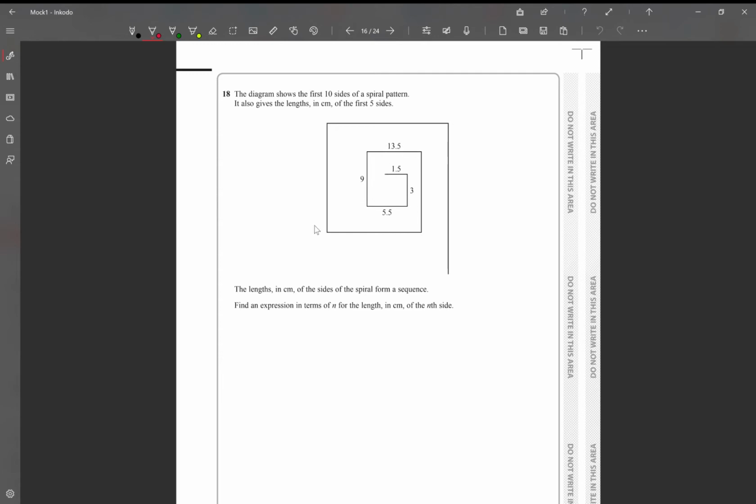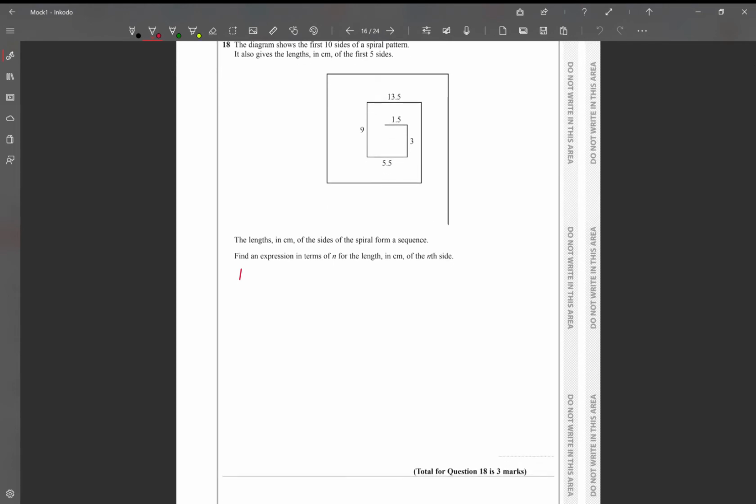So if we know it's a sequence, what we would do is start off writing the numbers. So 1.5, 3, 5.5, 9, and then 13.5. And then we should find the difference. Nth term is always about the difference between. So it goes up 1.5, and then it goes up 2.5, and then up 3.5. You see a pattern now.